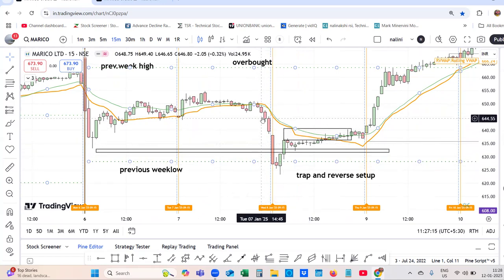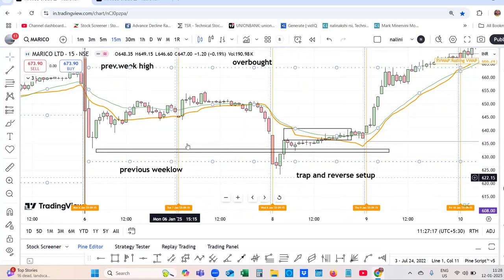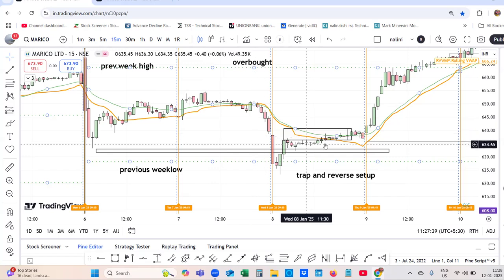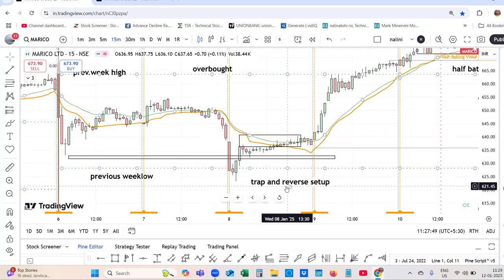That's why they create a stage so that panic is created and some early, immature traders, who don't know the play of the institutional trap, enter late. So all these traders were squashed. When they get squashed, they tend to cover their shorts in panic because they will be in loss. So that is the setup we are seeing over here.